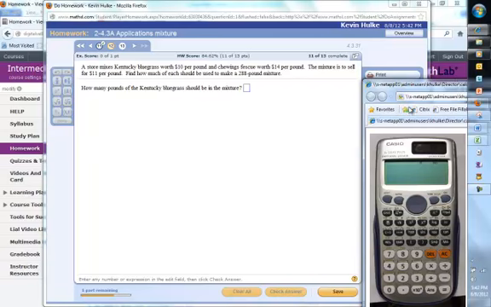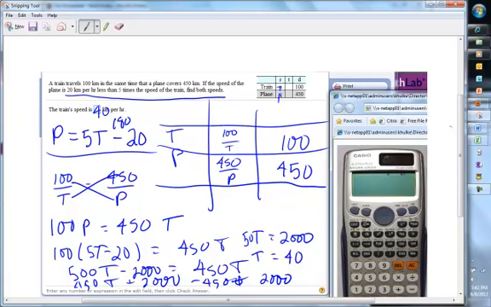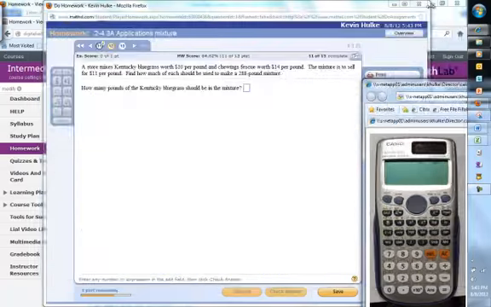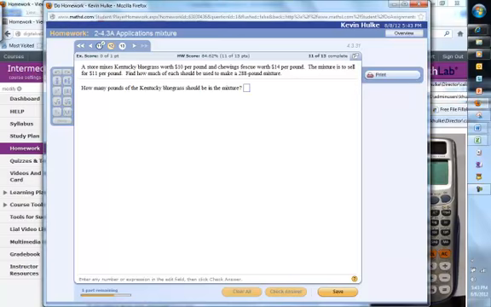I suppose we could have entered that one on the calculator. Let's rewrite these two equations so that they can go onto the calculator. This first equation is p minus 5t equals negative 20. And this other equation is 100p minus 450t equals 0. Then you could have entered them onto your calculator. Next one.